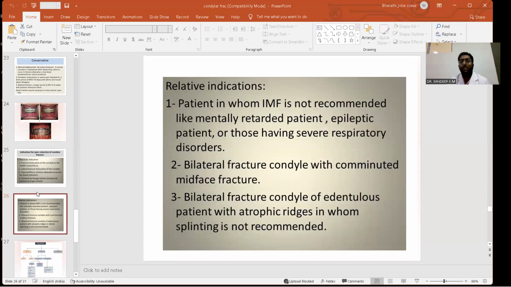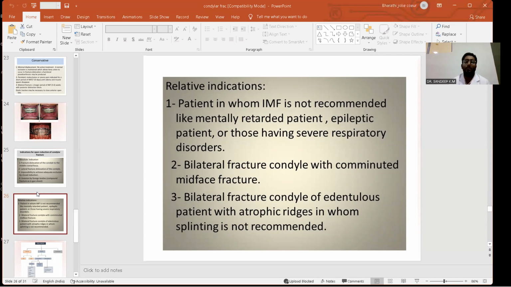The relative indications are that the patient is not amenable to closed reduction, because in closed reduction we have to keep the patient's mouth closed for so much amount of time. A mentally retarded patient or epileptic patient will not tolerate such a procedure. Or a patient with severe respiratory distress, where the mouth is asked to be kept closed for a period of 2 to 3 weeks, it's not amenable for those kinds of patients. Such patients can go for open reduction.